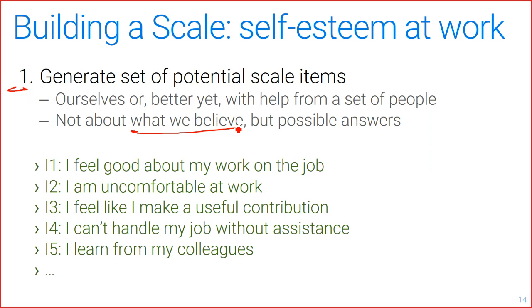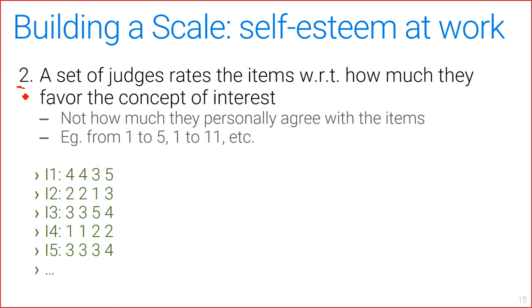And then in step 2, we get a set of people to judge the items with respect to how much they favor the concept of interest. So how much does each of the 5 items favor the self-esteem at work? And then people can just give you numbers from 1 to 5, 1 to 7, 1 to 11, whatever you want. And it's, again, not about what they personally believe those items favor their own self-esteem, but how much they think that item in general would favor self-esteem at work.